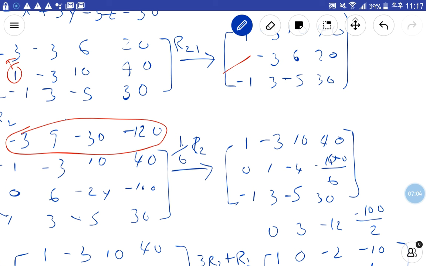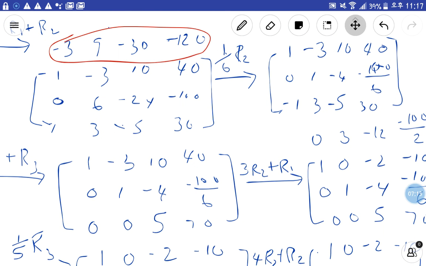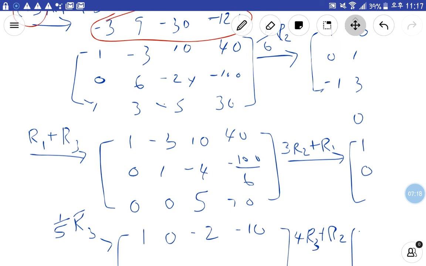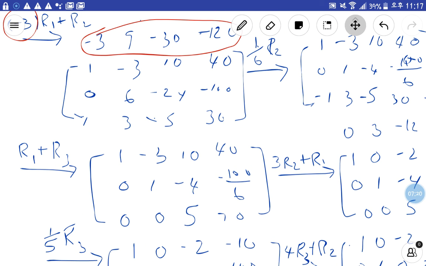Is negative 100 over 6. All right, and the other two rows need to be the same. Now what? We're going to add first row to third row so that I can cancel my negative 3 out this time. So now I'm going to add them up, and then there will be 1 negative 3 10 40, 0 1 negative 4 negative 100 over 6, 0 0 5 70.